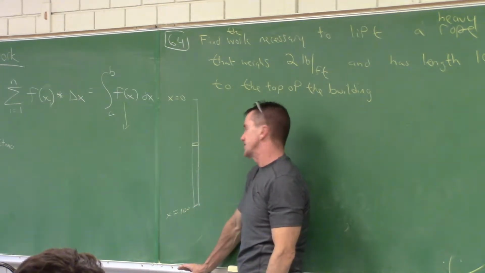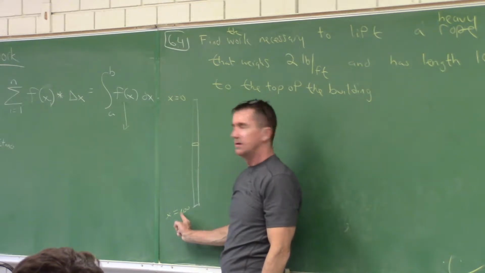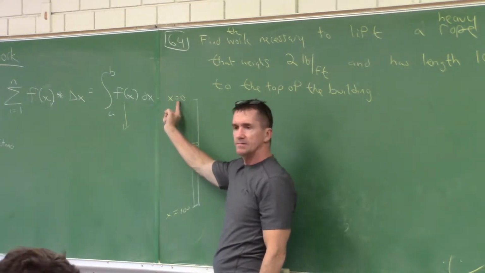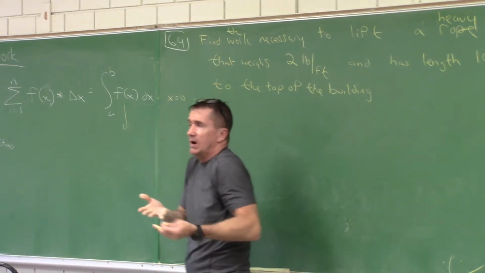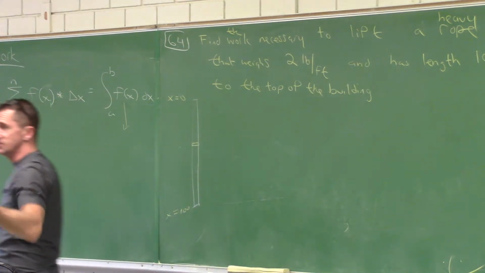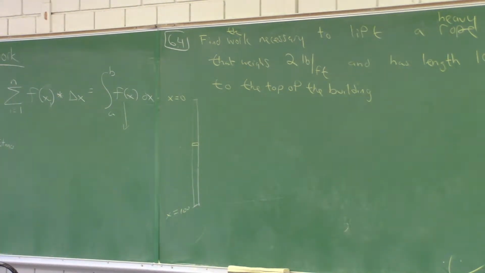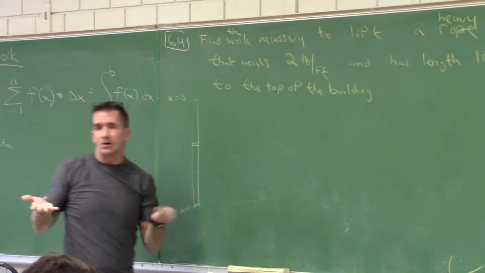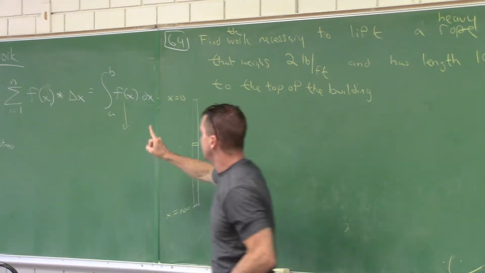But I could have scaled this as x equal to 0 here, 0 feet, and this would be what? 100 feet. If you're curious why I put x equals 0 at the top, it's because we're trying to lift this thing where? Yeah, to the top. That's why I did that. I think it would be easier when it comes to representing distance x.